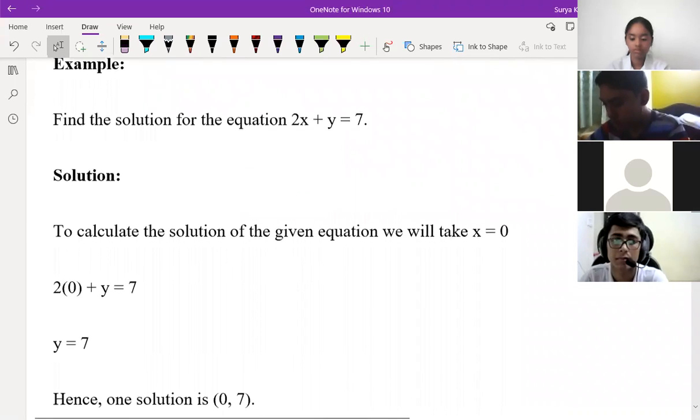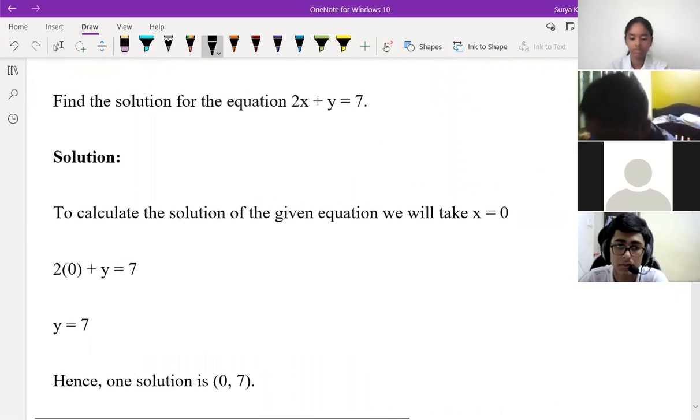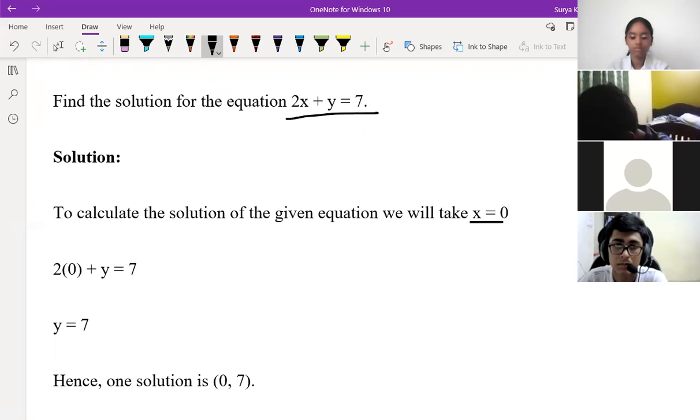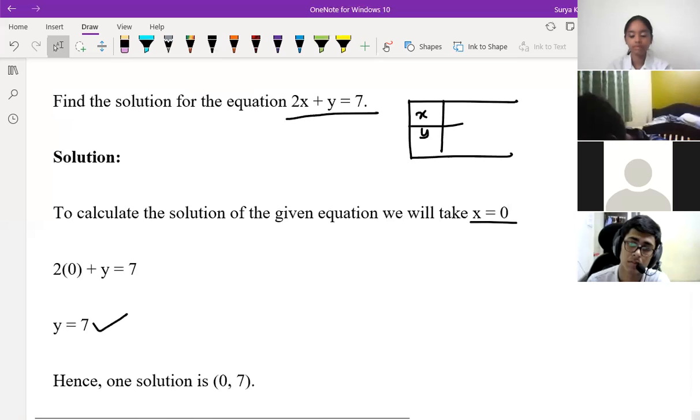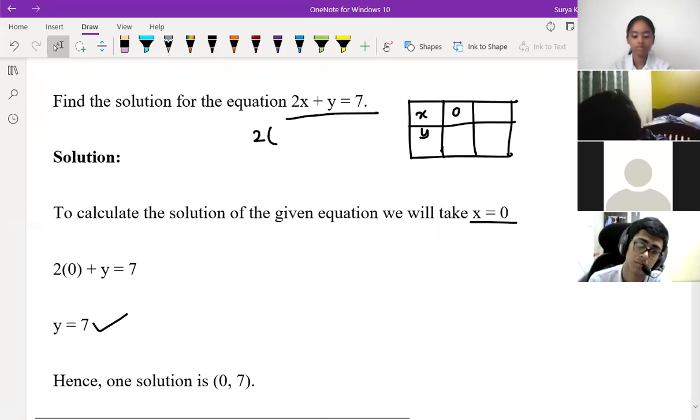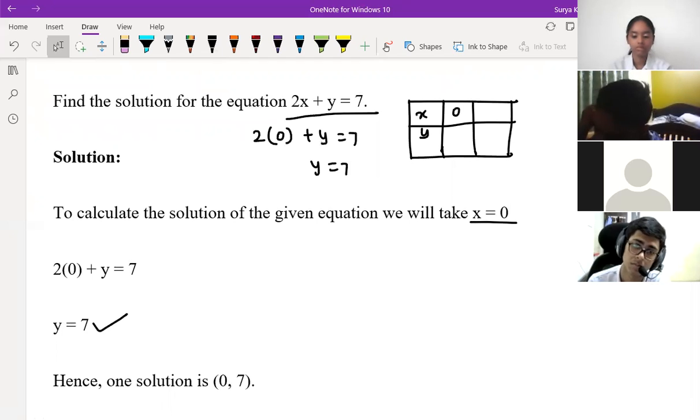Now find a solution for C. Same thing they are using here. Find a solution for the equation. This solution they are asking. So if you put x is equal to 0, you are getting what? y is equal to 7, right? Correct? In the same equation, they are making one list over here. They are putting x is equal to 0. Now they are putting 2 into 0 plus y is equal to 7. So you will get y is equal to 7. So you can write here 0, 7. Means if you put 0, you're getting 7. Understood?